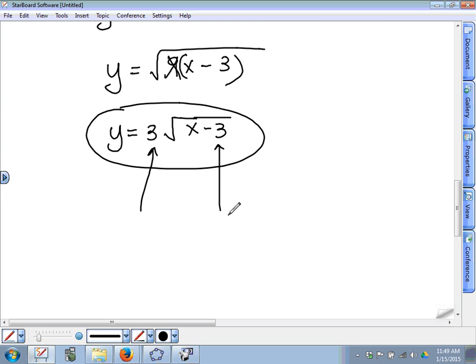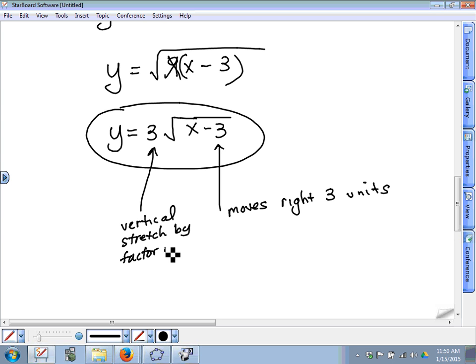The second part would be to describe the transformations. So how would we describe this transformation? This one right here is moving to the right. How many units? 3 units. How would we describe this? It was a vertical stretch by a factor of 3. That's probably the most difficult problem you're going to have on your assignment, is something like that. Okie dokie? Okay. Gather your stuff.